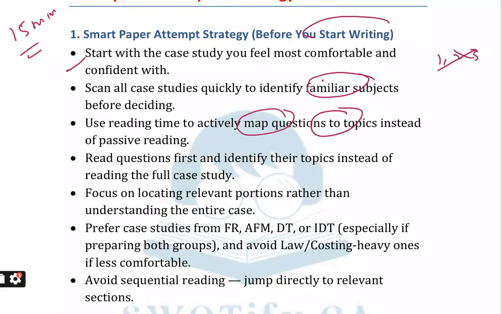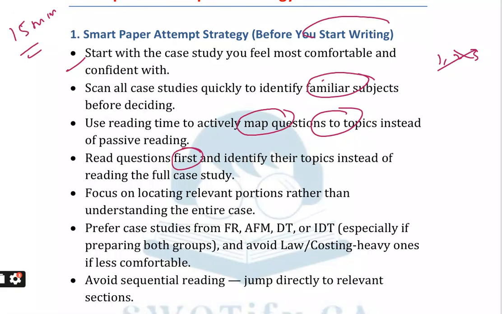Say for example, if it is a DT case study, take the DT case study if you are good at DT, and make sure which concept it belongs to. So if it belongs to DTAA, just mark in the question paper itself that it is a DTAA question. Make a mark. Then read the questions first.